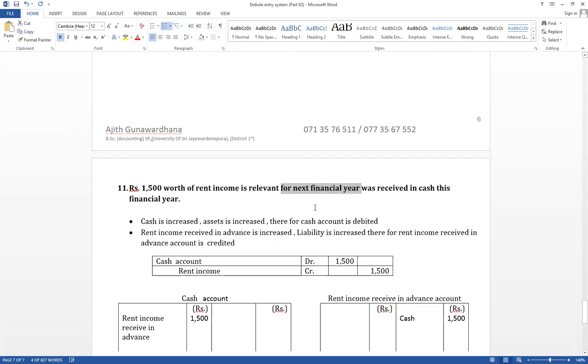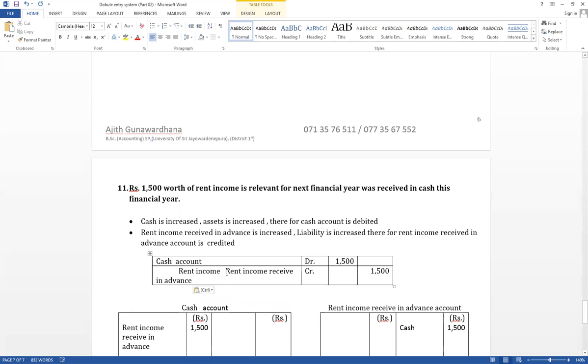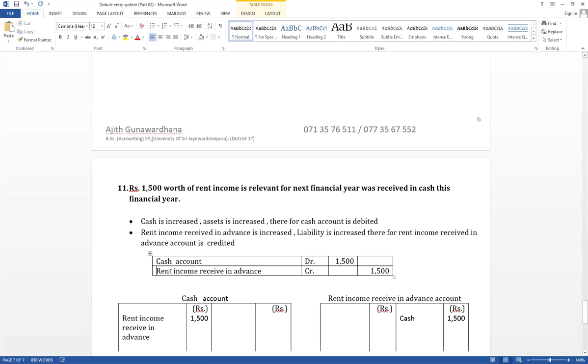Rent income received in advance is a liability. Received in cash. Cash increase, rent income received in advance liability increase. Therefore, cash account debit, rent income received in advance account credit. Therefore, this one rent income received in advance account credit. Liability increase. Therefore, cash increase, cash account debit, rent income received in advance account credit.